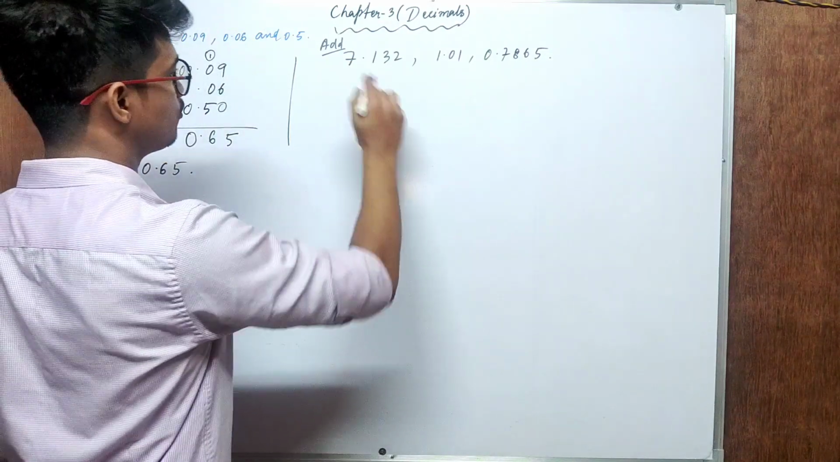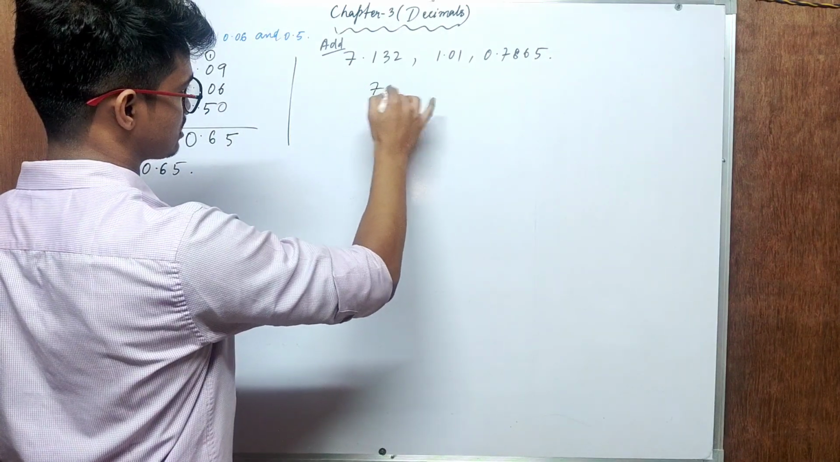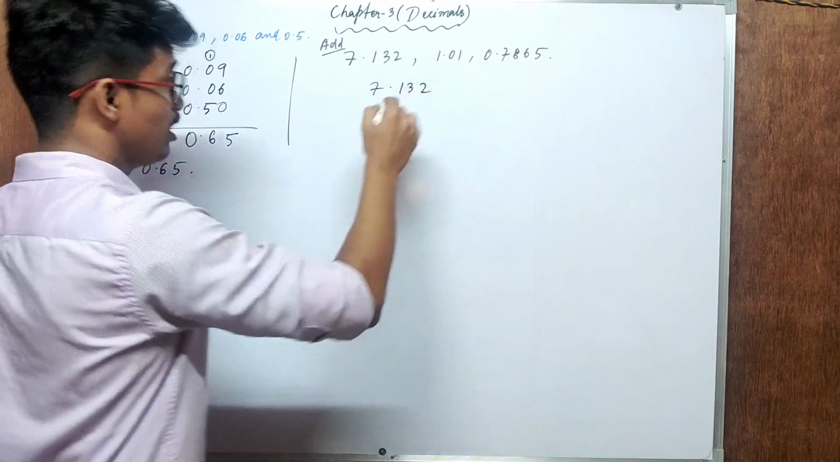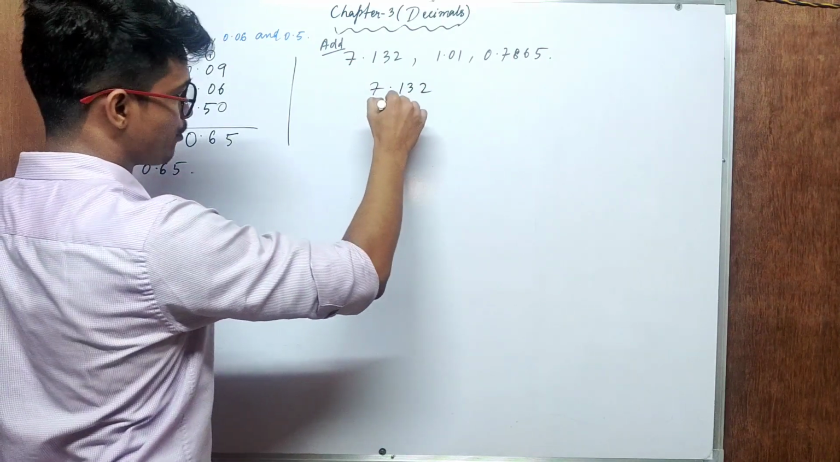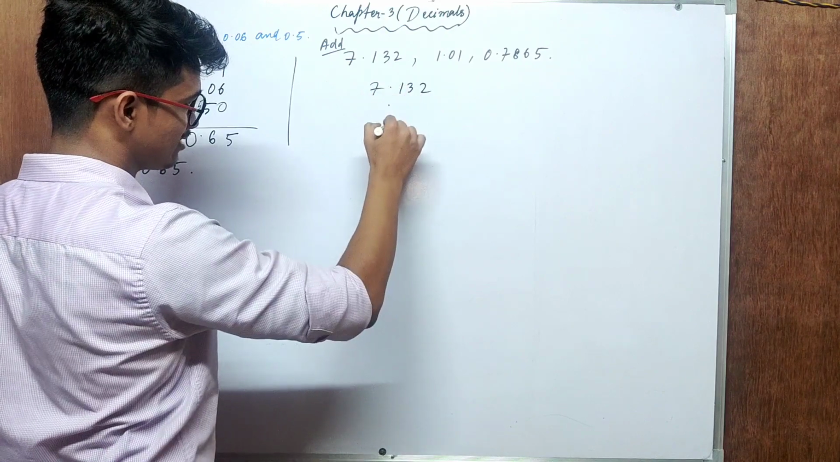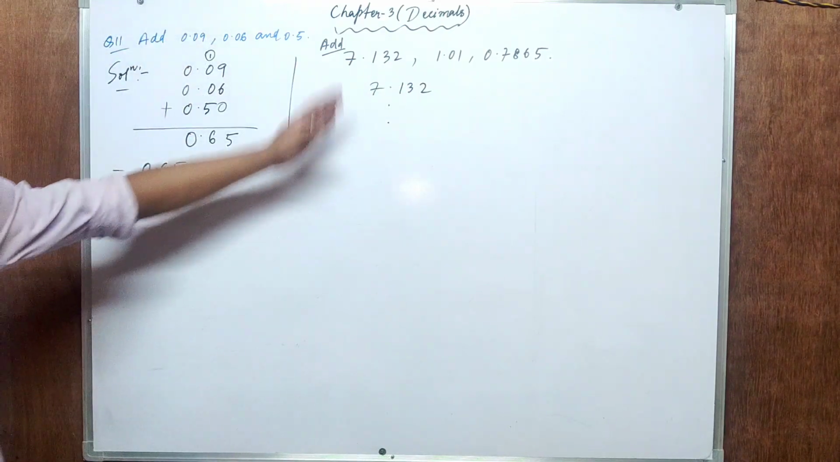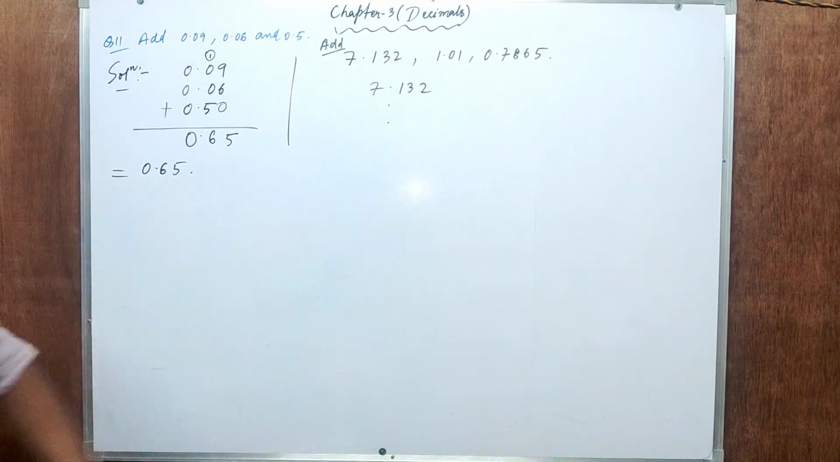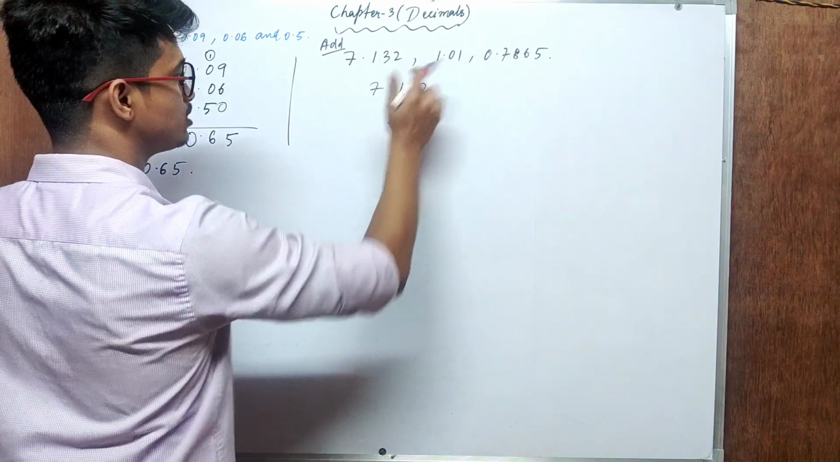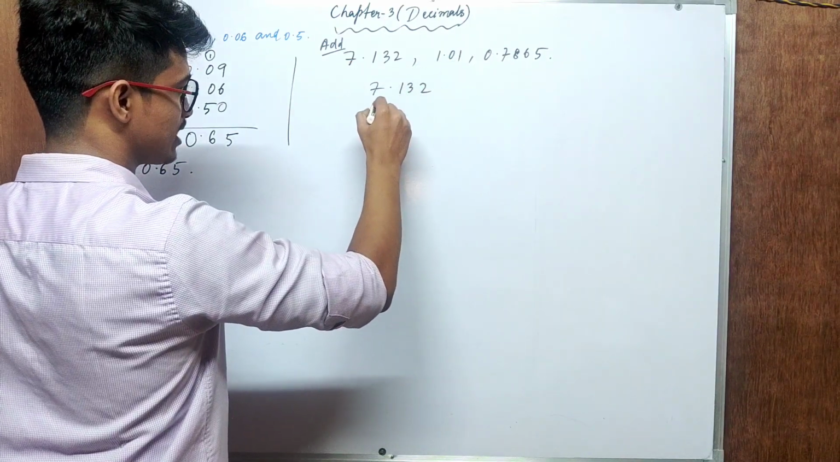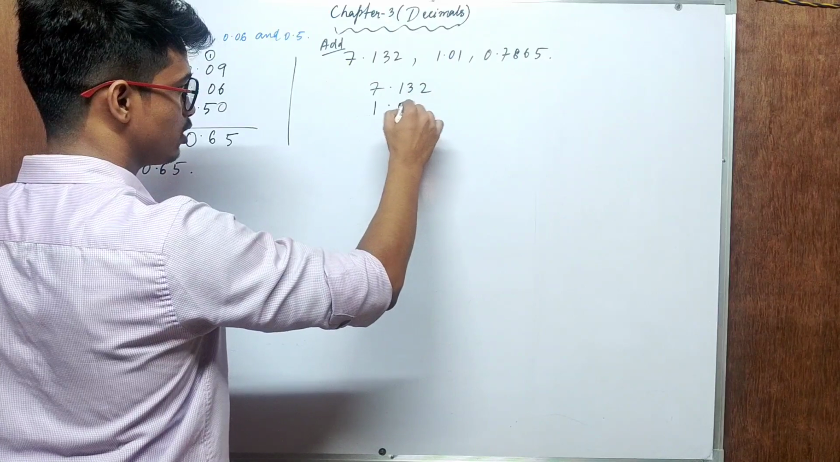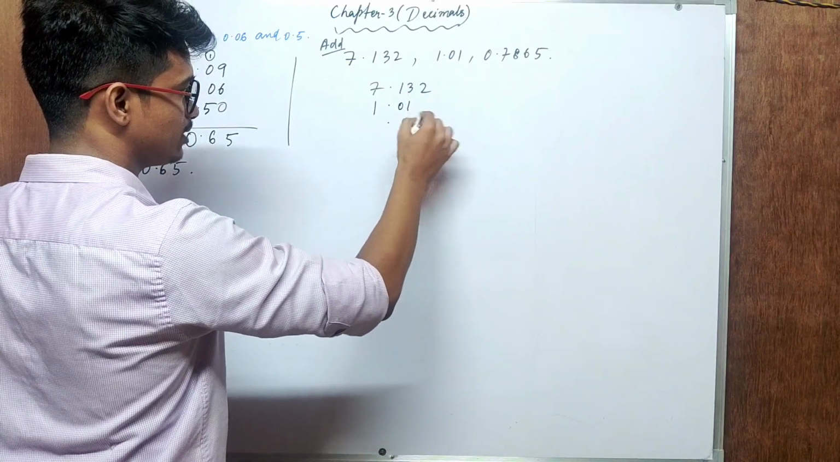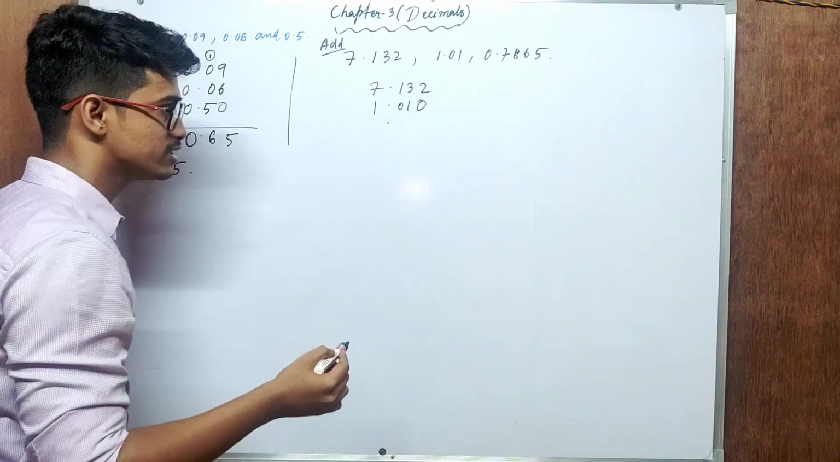So what we have to do, first of all, write the number 7.132. After the point, all the points will be in one line. If you see, they are aligned with each other, right? And after that I have to put the next number. What is the next number? That is 1.01. What is the vacant place available? There is one vacant place, put 0 over here.